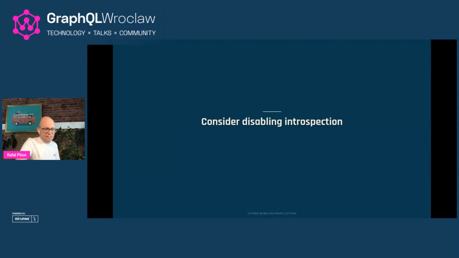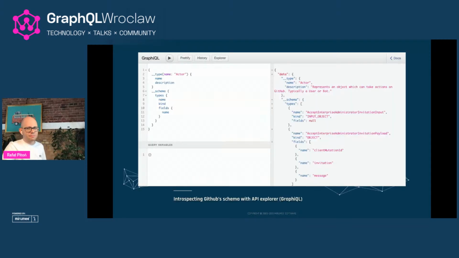So next one, a bit of advice from me. You might want to consider disabling introspection. GraphQL has this feature called introspection. Basically, the query type always implements special fields with names starting with a double underscore. For example, there is a type field or schema field, and those fields can be queried to retrieve information about the schema itself from the server.